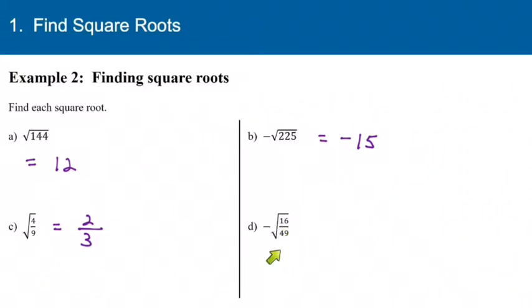Alright, on part D, we have negative square root of 16 over 49. So again, both of these numbers are perfect squares, and we have this negative in front. So the negative square root of 16 over 49 is going to be negative 4 over 7.